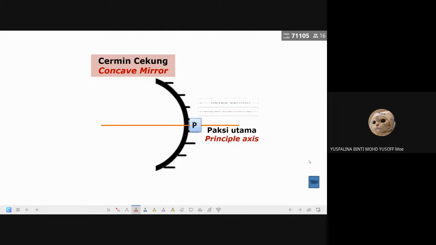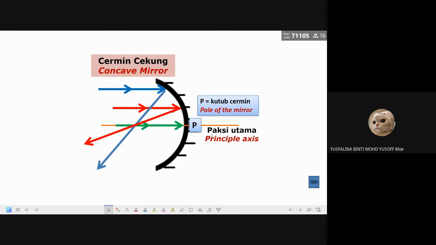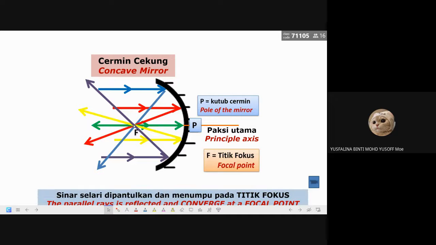Okay, so this is the ray diagram. Again, this is called the principal axis, and P is also called the pole of the mirror. In this ray diagram you can see the rays are reflected back, this one goes here and this one goes here. So all the light rays converge into one point. We call it the focal point. And from F to P, we call it the focal length. Focal length from here to here. So this is for the concave mirror.